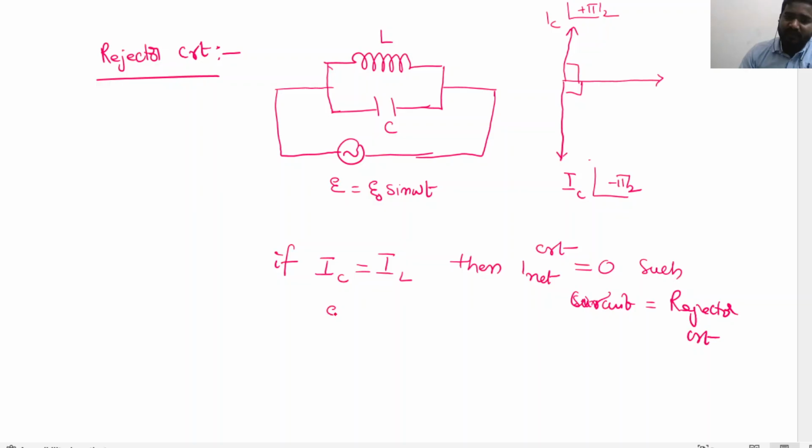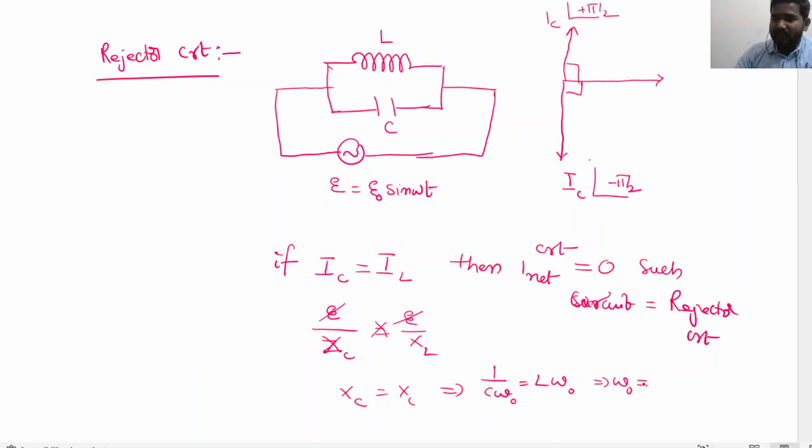Now you can see the condition. I_C is nothing but the EMF applied, E, divided by the impedance due to the capacitor, and that must equal E divided by the impedance due to the inductor. E and E get cancelled, so the impedance due to the capacitor equals the impedance due to the inductor. The impedance due to the capacitor is 1 upon C omega, and that must equal L omega, the impedance due to the inductor, when the rejector circuit is in resonance. Therefore the angular frequency at resonance is omega naught equal to under root 1 upon LC. At resonance, the rejector circuit does not allow current.